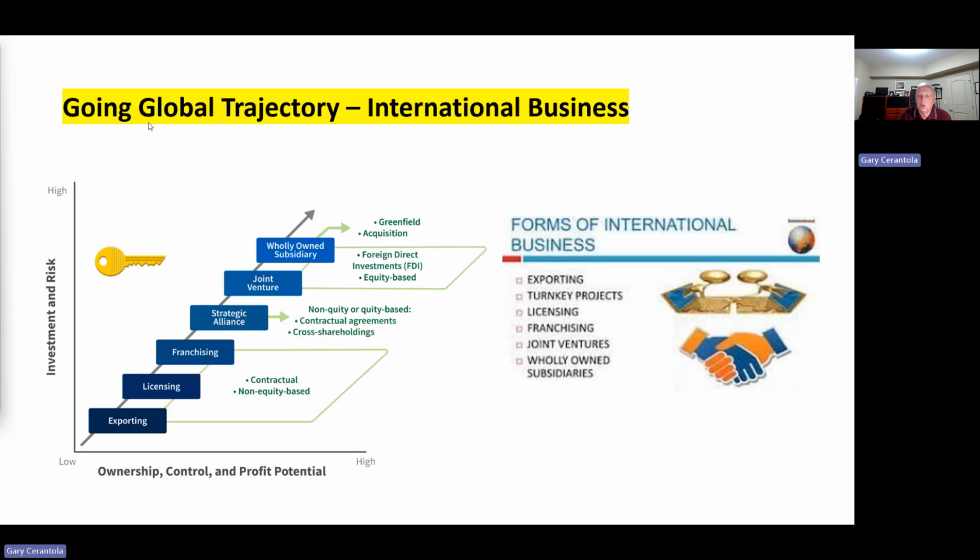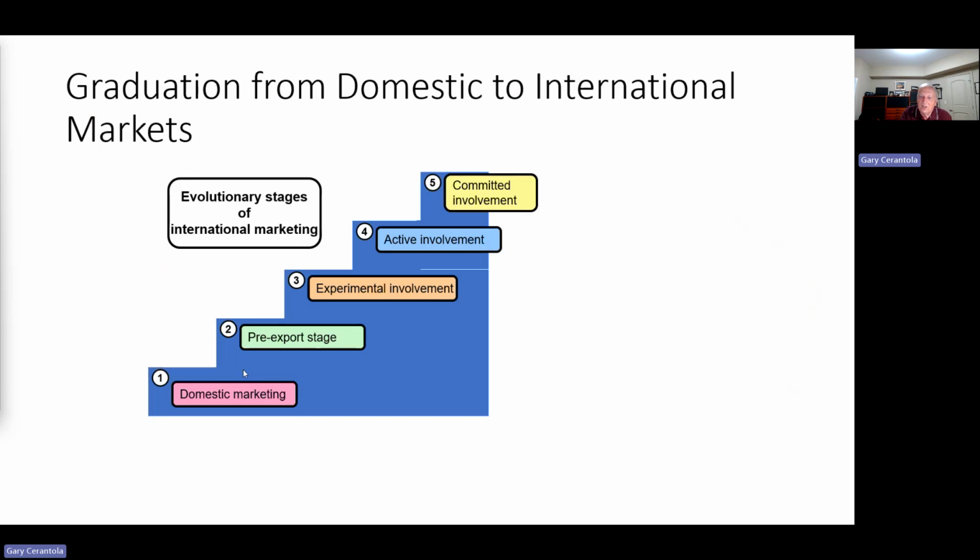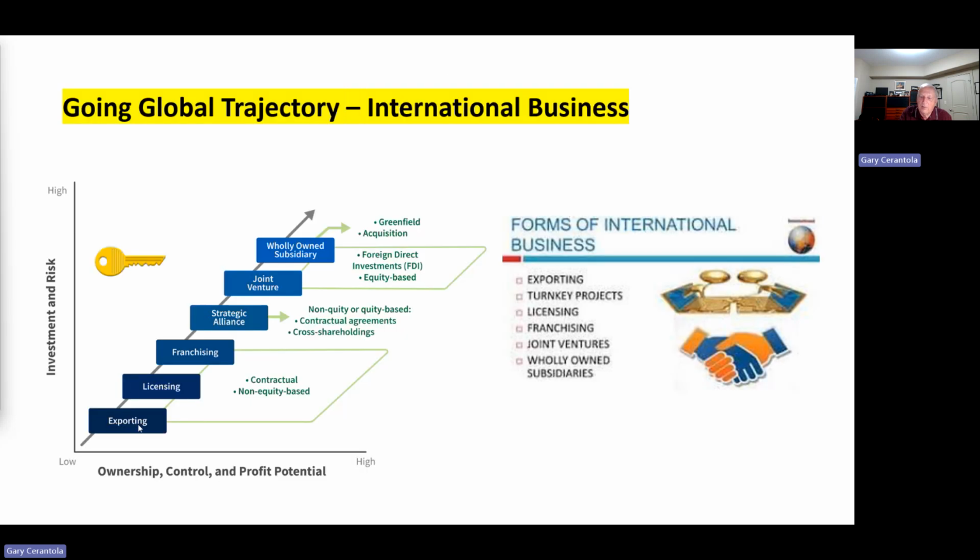And then on this going global trajectory, you can see this golden key. The different types of businesses fall into this walk before you run, where you might just start exporting. Then you might do exporting and licensing, or you may do some franchising, and as you go up to a wholly owned subsidiary, you're fully committed now. You should understand what the implications of this are.